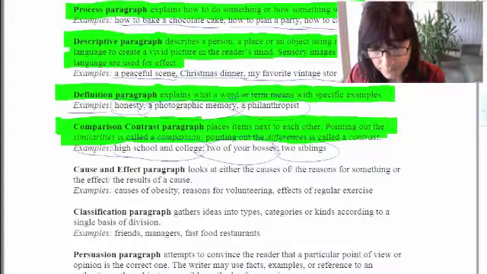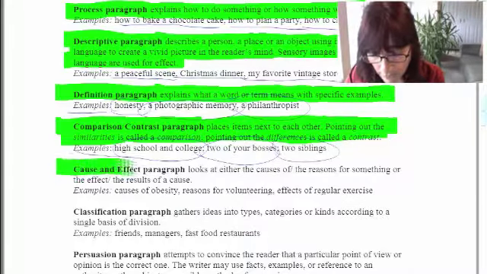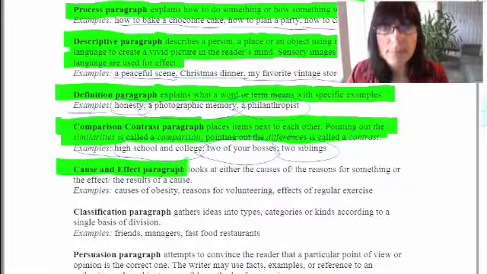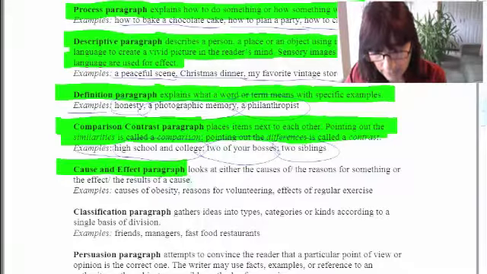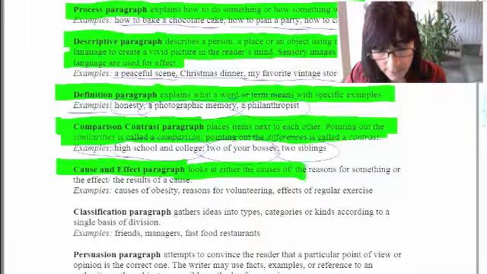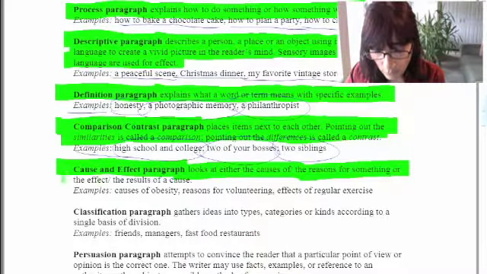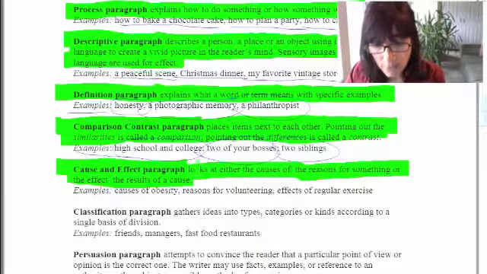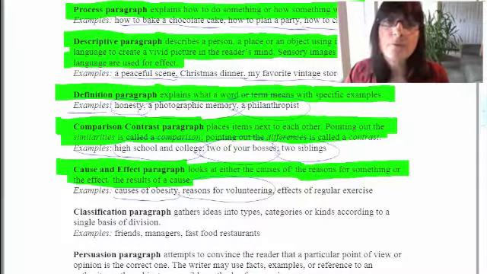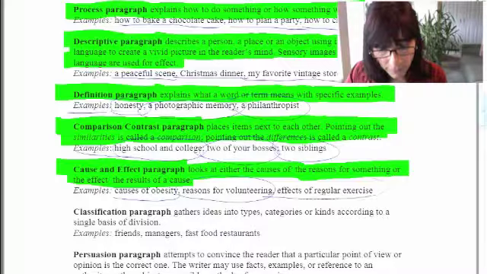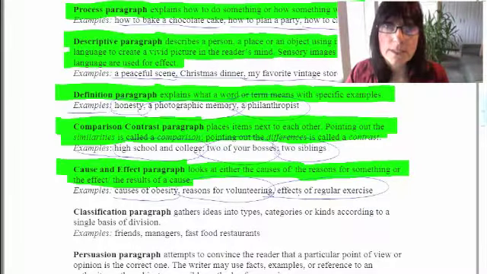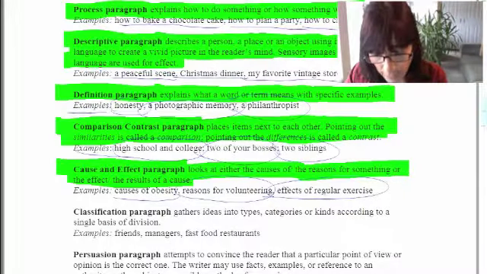You could compare or contrast two of your bosses, or two siblings, two aunts, two uncles, etc. Another type of paragraph would be the cause and effect paragraph. That would look at either the causes of or the reasons for something, or the effects or the results of a cause. Let's look at some examples. You could write a paragraph on what causes obesity, the reasons for volunteering, or the effects of regular exercise. Those would be good examples of cause and effect paragraphs.